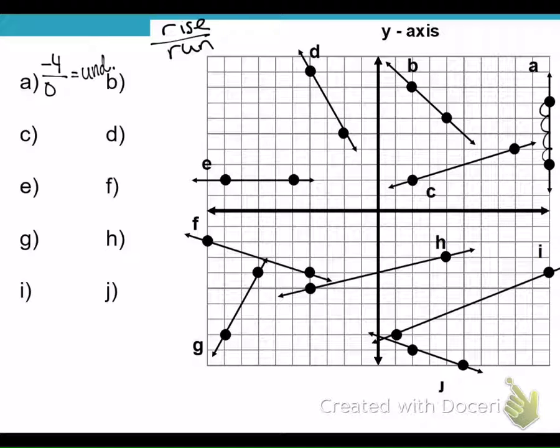So wait, can you find a slope with that 0 up there? E. Same idea for E. If I count the rise and the run, I'm not rising at all, but I am running 1, 2, 3, 4. What is 0 divided by 4? Undefined. No. 0.